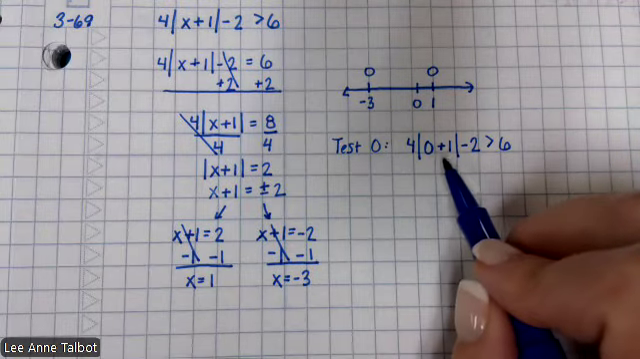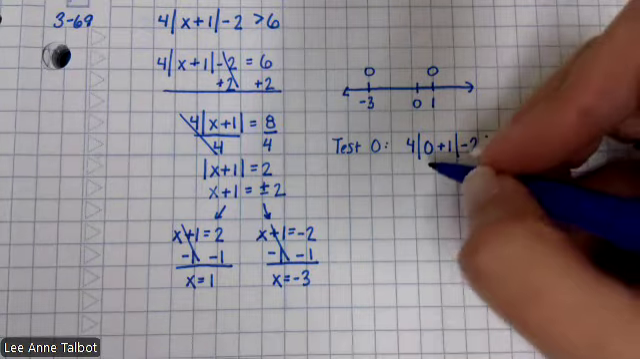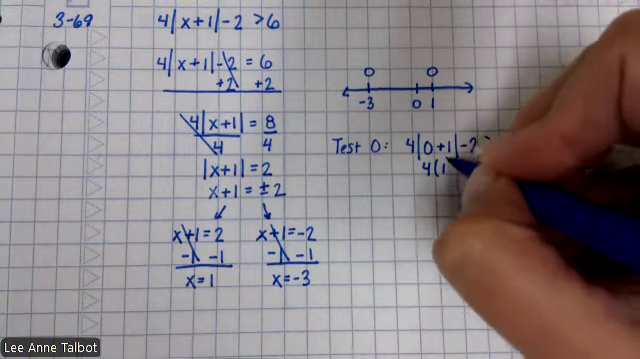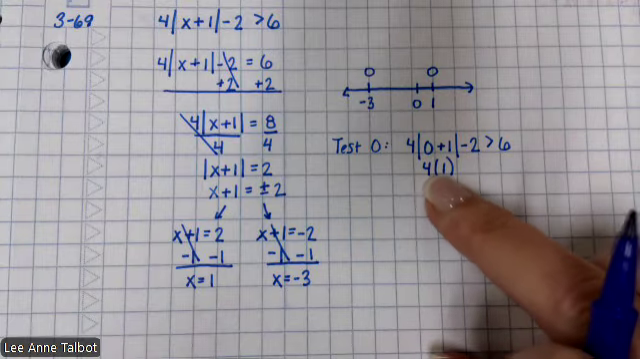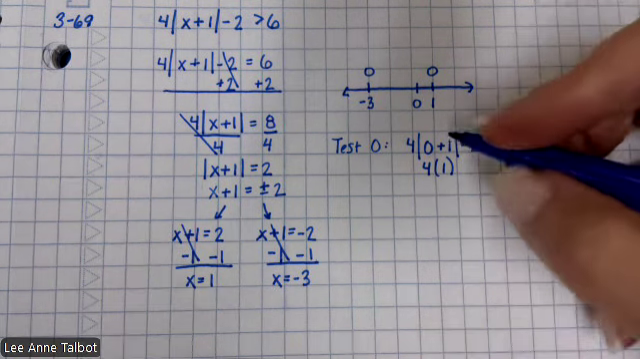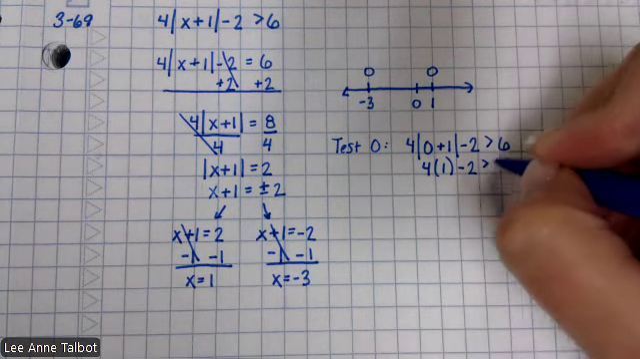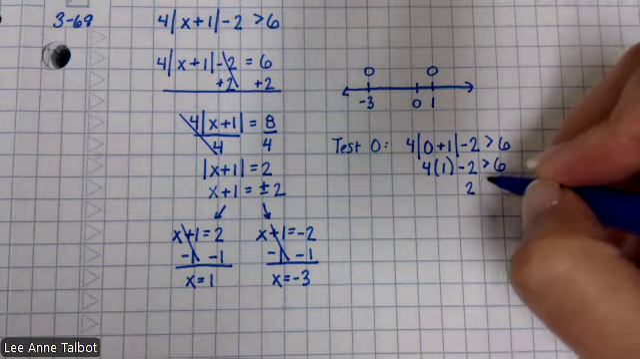Okay, so order of operations, 0 plus 1 is 1. Absolute value of 1 is 1. I tell my math one class, when you take the absolute value, it just turns into parentheses. And then you can see that it's multiplication.